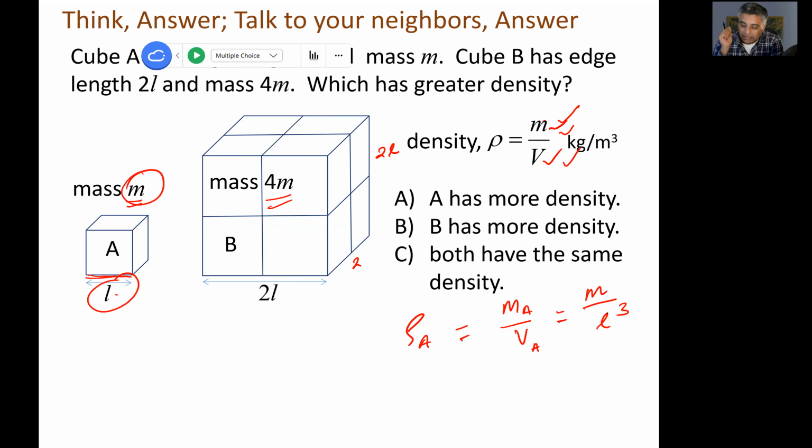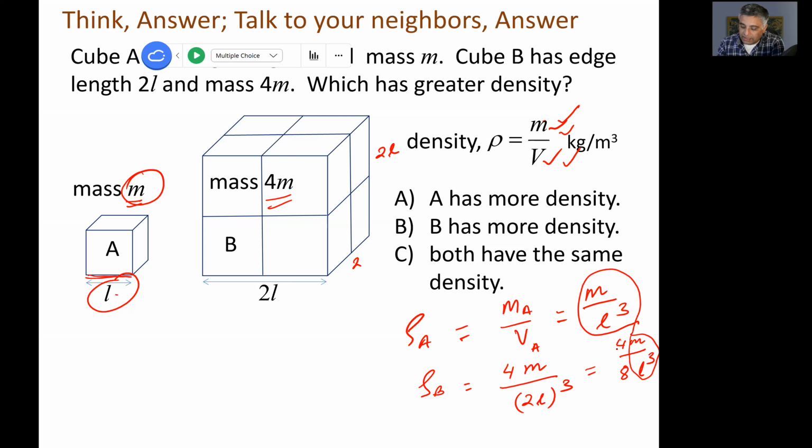Okay. So that's the density of A. How about density of B then? Mass is 4 times mass of A, or I should write 4 times M. Volume is 2L cubed, right? So what do we get here? 4M over 8L cubed. So M over L cubed.